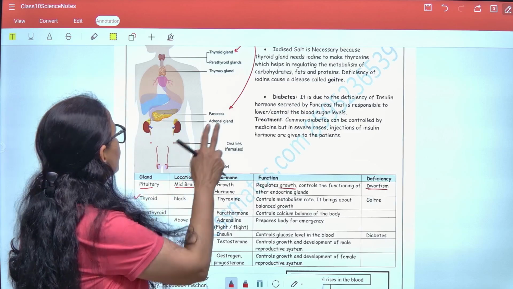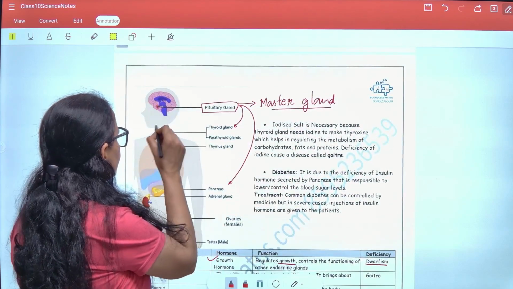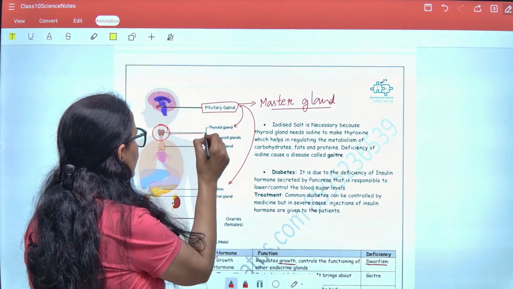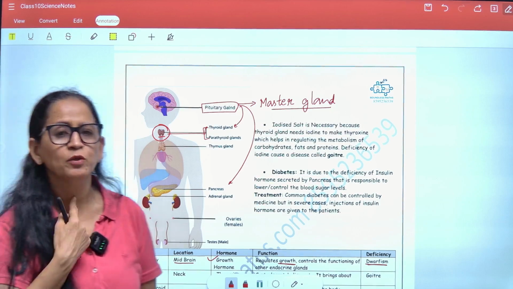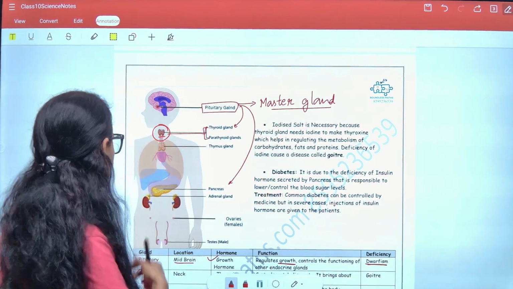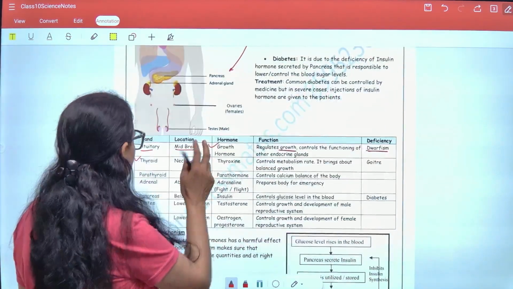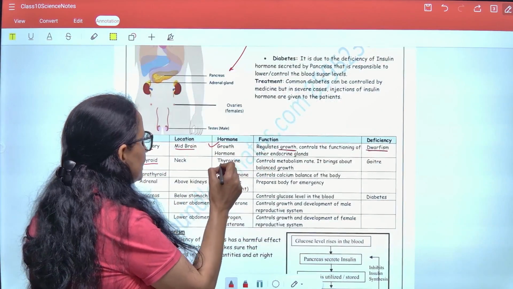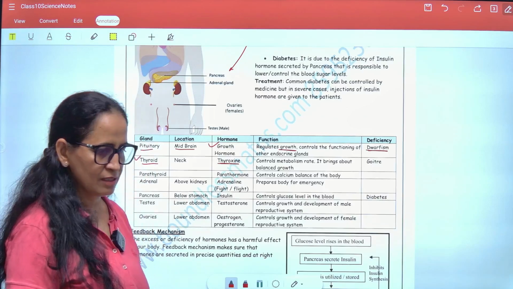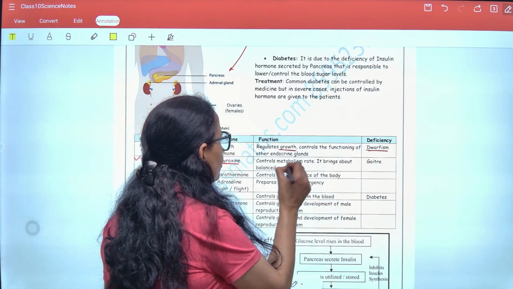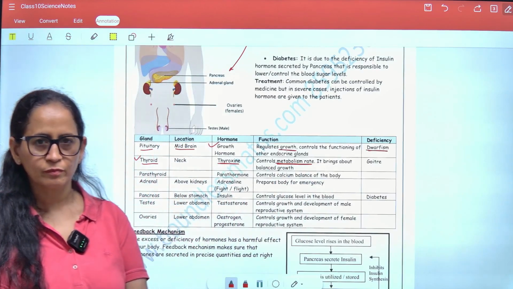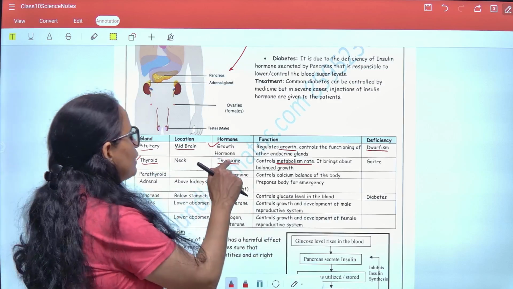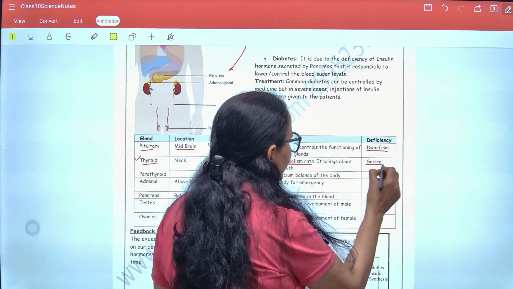What is the location of thyroid gland? In the neck. Thyroid and parathyroid. This butterfly-like structure in your neck. This is where you have the thyroid and the parathyroid glands, right? So what is the function of this thyroid gland? It releases a hormone called thyroxine that controls the metabolism and brings about balanced growth. Deficiency of thyroxine causes goiter.